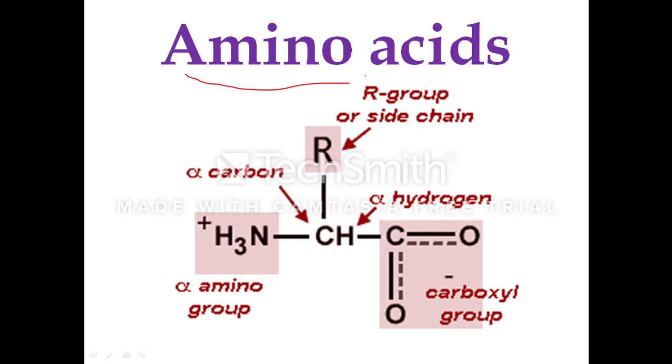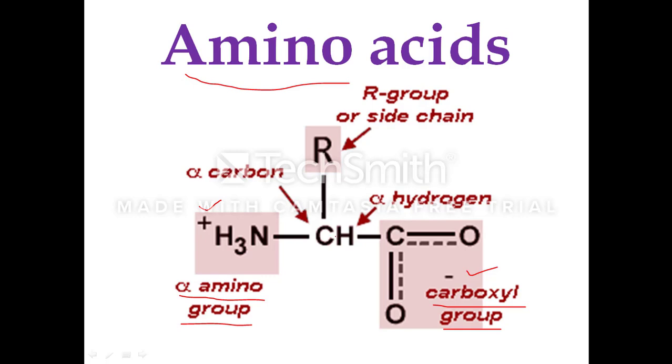On hydrolysis, proteins release amino acids. The amino acid is a bifunctional molecule having one positively charged functional group, that is the amino group. The other functional group is the negatively charged carboxyl group. It's a bifunctional molecule having two functional groups. One is positively charged and the other is negatively charged. It has the positively charged amino group and the negatively charged carboxylic group.